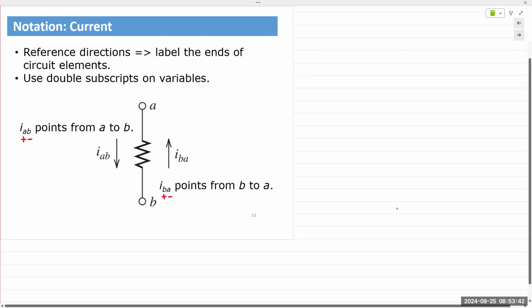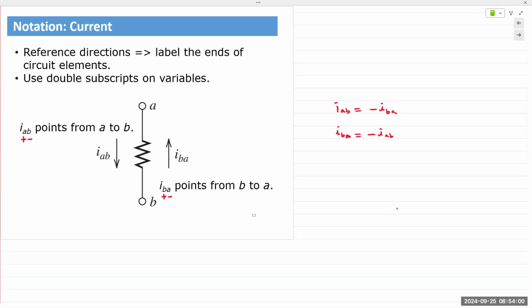And mathematically, of course, IAB would be minus IBA and vice versa. And IBA would be equal to minus IAB. It doesn't matter what you refer to. The plus and minus is just for us humans. We need to balance out equations. If we don't have a plus and a minus sign in our quantities, our equations would never work. They would never balance out. Okay. So that's the double subscript notation for current.